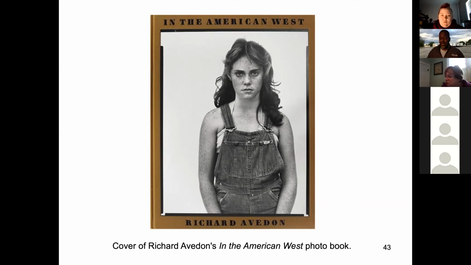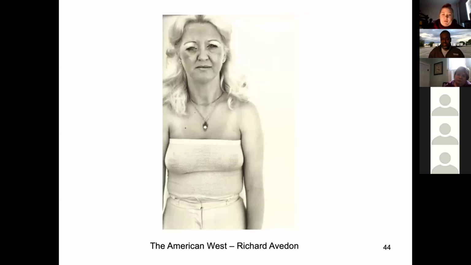If you look his name up, Richard Avedon, you'll see there's one with this guy that was a beekeeper, so he's covered with bees. If you Google just his name, Richard Avedon, American West, you'll see some really incredible images, and they're all black and white. He's done famous people as well. So he's famous for that. This is another one of his from the American West. But he had a particular style.